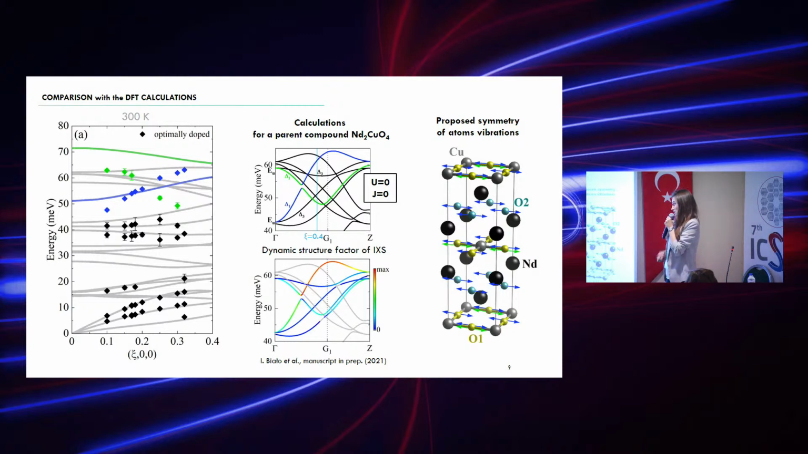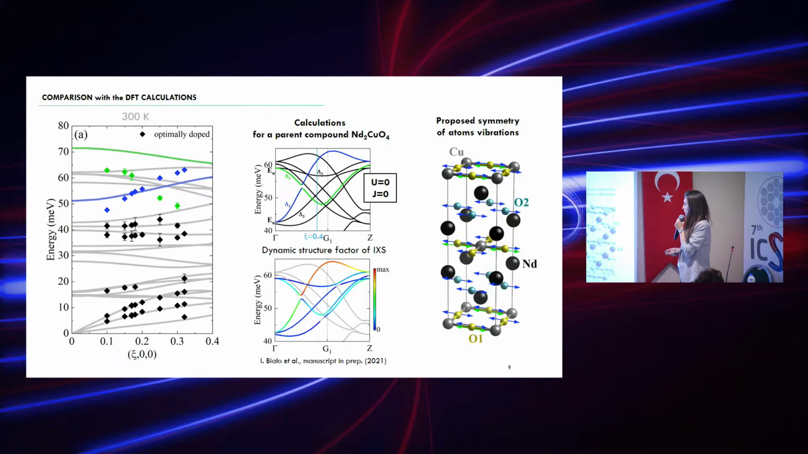And that was our first thought, that maybe that's the reason why these two branches don't correspond nicely to the calculations. And what we did, we changed a little bit our approach for calculations. We set U equals 0, J equals 0, and calculated once again. And in this case, for the parent compound, what we got was two anti-crossing phonon modes.